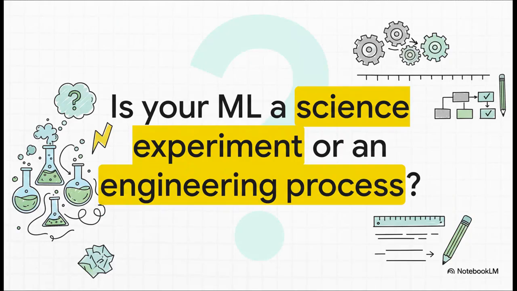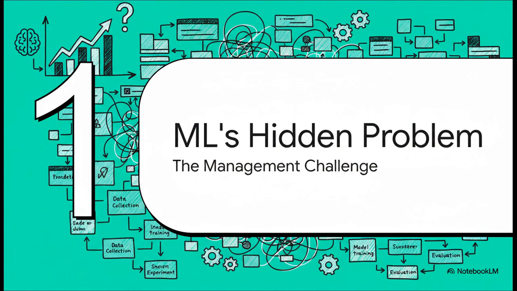So let me just start by asking you a question. Right now, is your machine learning work more like a chaotic science experiment, full of one-offs and kind of hoping for the best? Or is it a disciplined engineering process? Be honest with yourself, because how you answer that gets right to the heart of everything we're going to talk about. So, what is this core problem we're all dancing around?